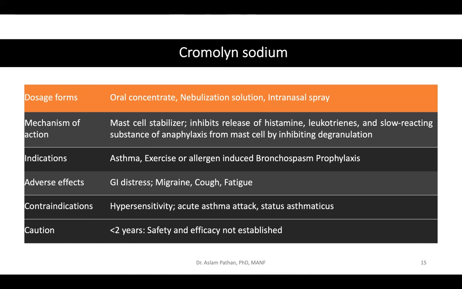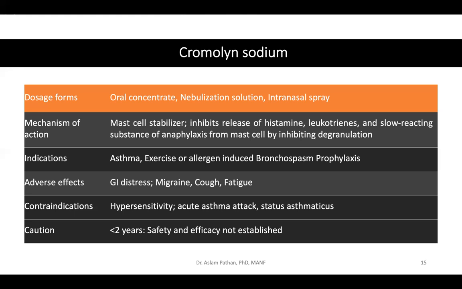degranulation. So we can say cromolyn sodium is the drug which inhibits the release of inflammatory mediators, including histamine and leukotriene, from the mast cell by inhibiting degranulation. Indications of cromolyn sodium include asthma and prevention of exercise or allergen induced bronchospasm. Adverse effects: gastrointestinal distress, migraine, cough, and fatigue.